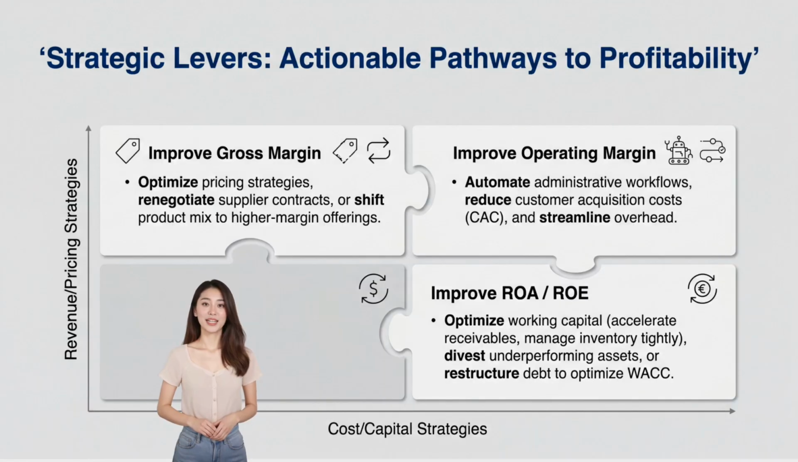The final slide presents actionable levers as puzzle pieces linking revenue and cost strategies to profitability. It suggests improving gross margin through pricing and supplier changes, boosting operating margin with automation and reduced acquisition costs, and enhancing ROA or ROE by optimizing working capital, divesting underperforming assets, or restructuring debt to improve overall capital efficiency.